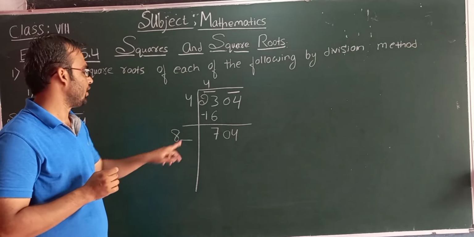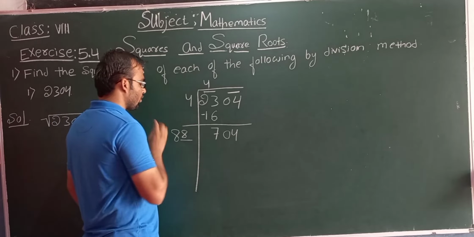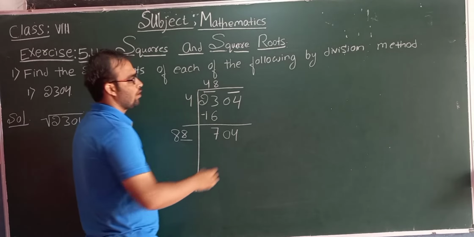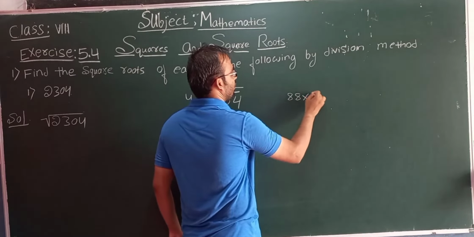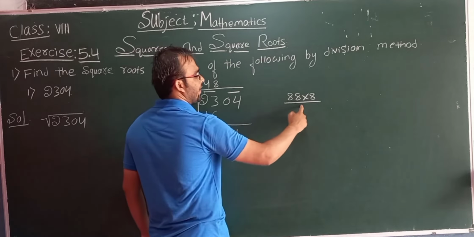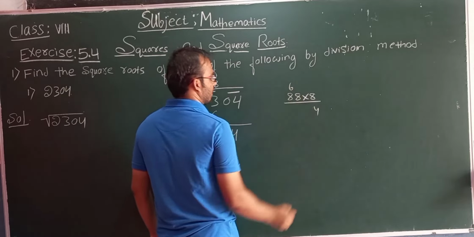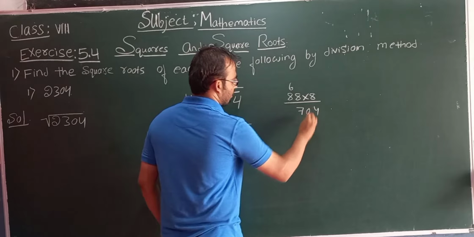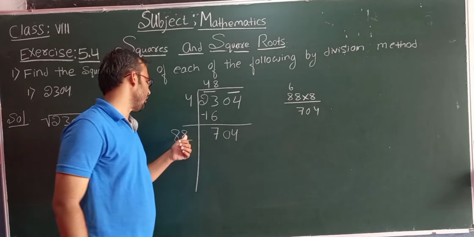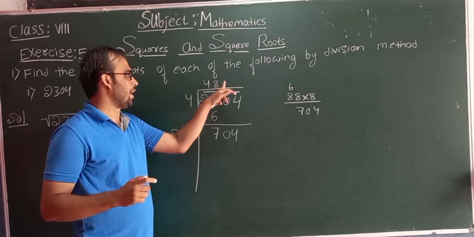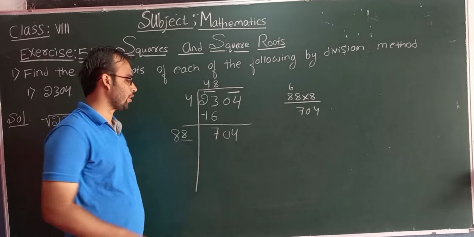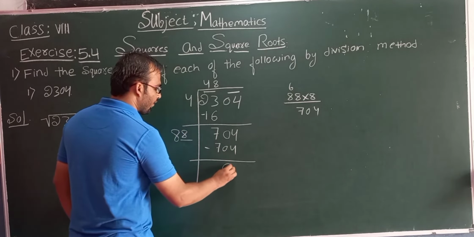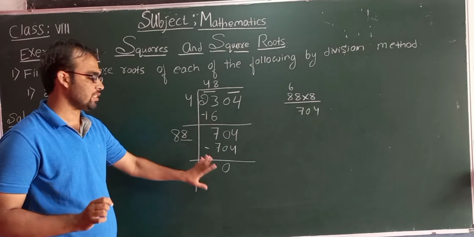Let us fill this blank with 8 and see. If I fill this blank with 8, here also you need to write 8. Now 88 into 8. 8 eights are 64, 4, 6 carry, 8 eights are 64, 64 plus 6 is what? 70. So when we fill this blank with 8 and multiply 88 by 8, we get 704. Here we have got the remainder as 0 now. So this process of division is completed.